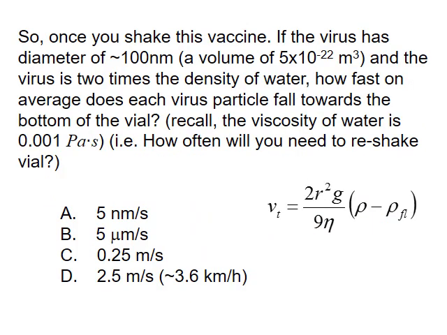In the equation, we already have all of these pieces of information except that we're given the diameter, so we need to convert that to a radius. It's 50 nanometers, which is 5 times 10 to the minus 8 meters. So putting all this into the equation: 2 times 5 times 10 to the minus 8 meters squared times 10, density minus the density of the fluid is 10 to the 3, divided by 9 times the viscosity, 10 to the minus 3.